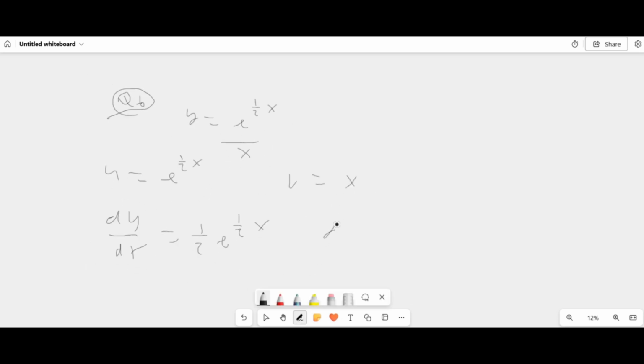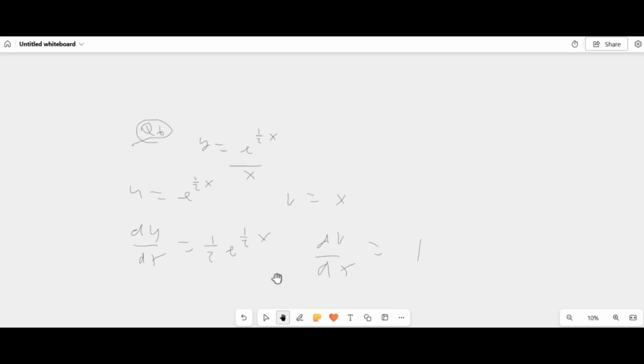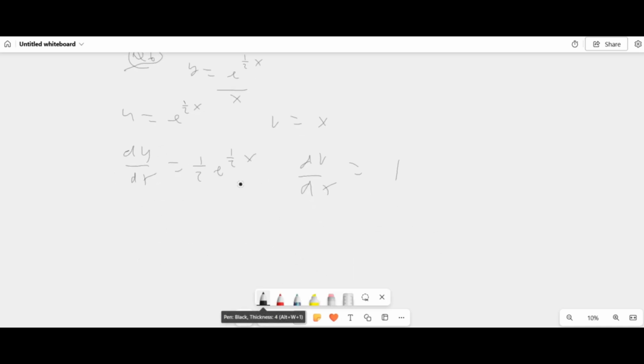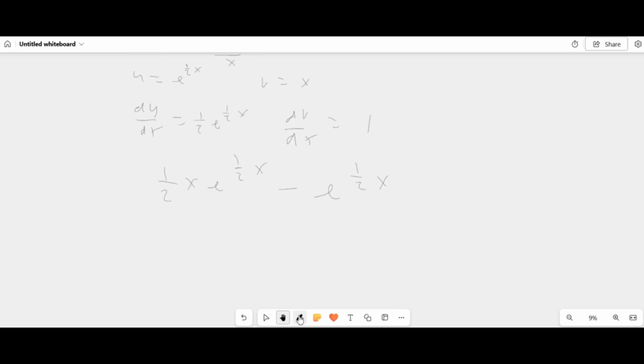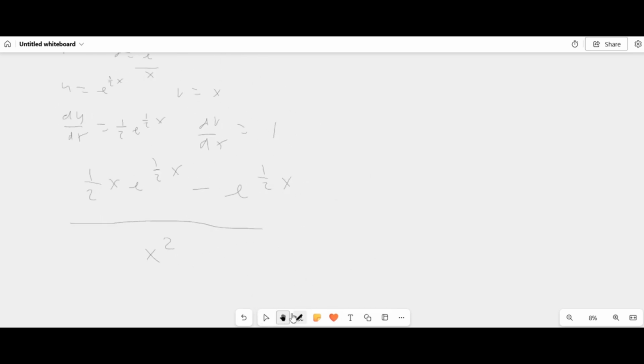Alright, cool. And now dv here is going to be the same situation basically, but just differentiate x, so 1, yeah? Alright, cool. So now do v times u prime, so that's going to be half x e to the power of half x. Take away 1 times that is just going to be e to the power of half x here. And all of that is over v squared, which is just x squared, yeah? So all of that over x squared, yeah? Alright, save. Take out e.